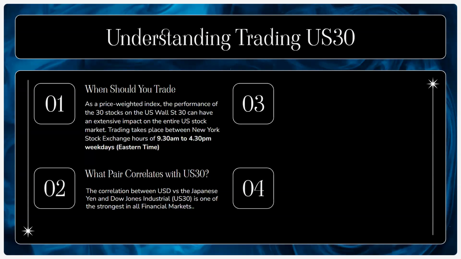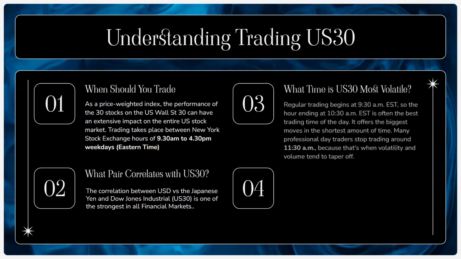What time is US 30 most volatile? Regular trading begins at 9:30 Eastern Time, so the hour ending at 10:30 a.m. is often the best trading time of the day. It offers the biggest moves in the shortest amount of time. Many professional day traders stop trading around 11:30 a.m. because that's when volatility and volume tend to taper off.